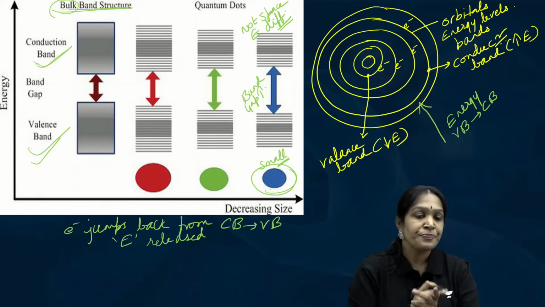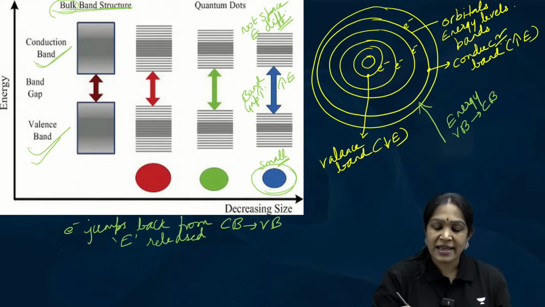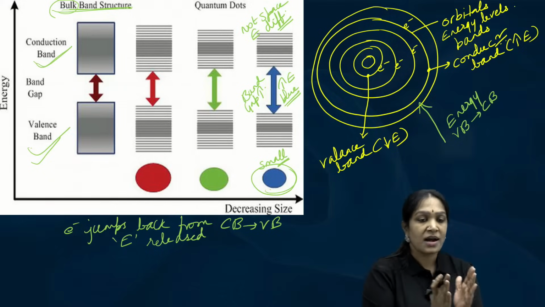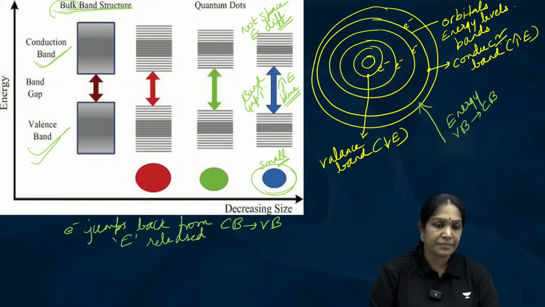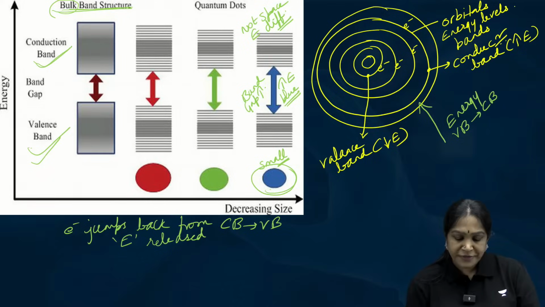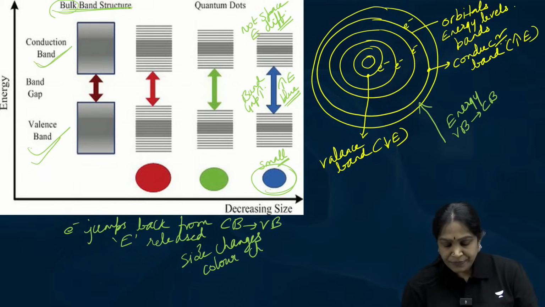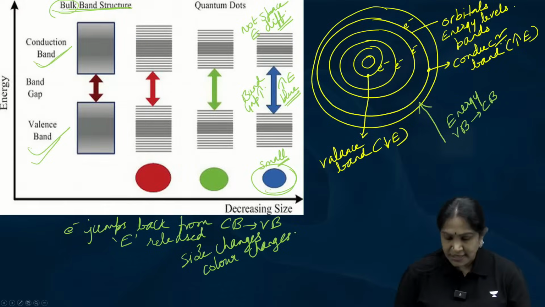So that is the reason why band gap is more, so high energy light is released, and high energy light is blue light. Is it clear? That is the reason why smaller the particle, bluer the dot. Larger the particle, redder the dot. This concept is called quantum confinement. So when the size changes, the color changes.